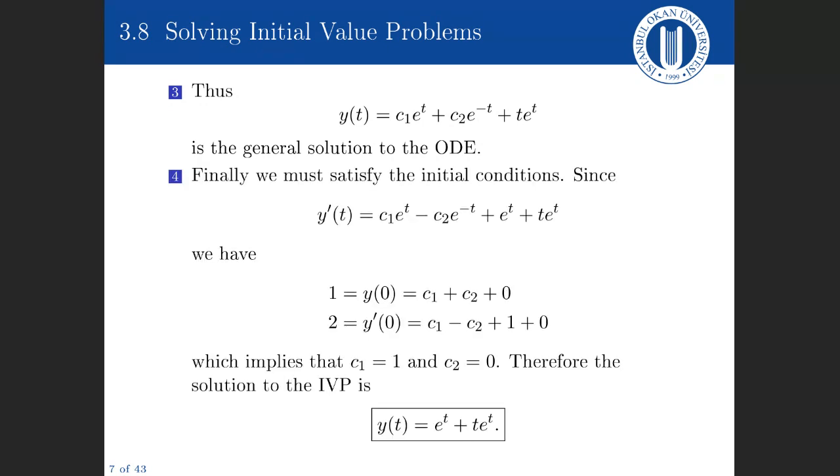And then finally, step four, we need to find the constants. I'm going to skip through this. You can check that we need to have c1 equal to 1 and c2 equal to 0 to satisfy the initial conditions. So the correct answer to this question should be e to the power t plus t e to the power t. And I'm going to put this at the top.